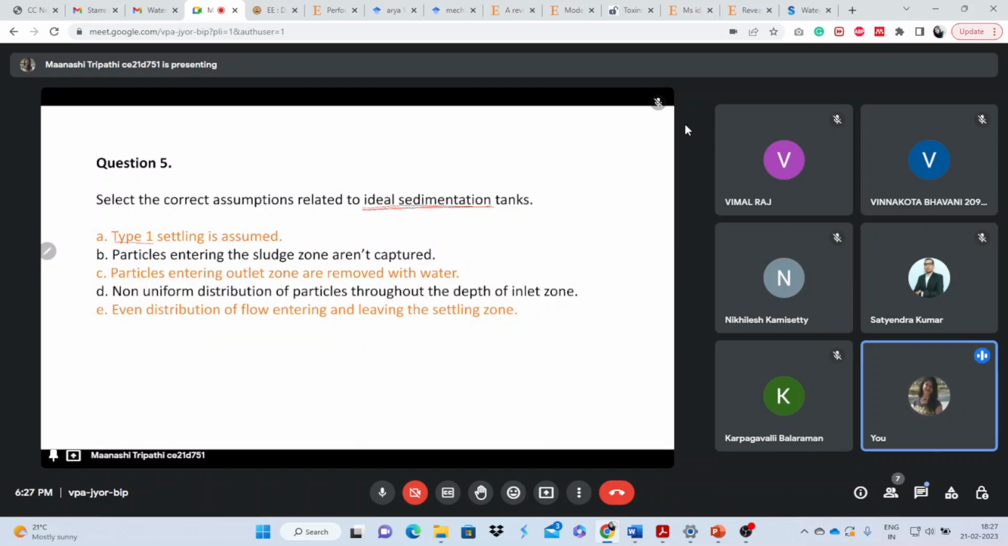C is particles entering outlet zone are removed with water. So very true. All the particles that are entering the outlet zone that are not captured in the sludge zone are removed with water. D is non-uniform distribution of particles throughout the depth of inlet zone. So this is very wrong. We try to distribute it very uniformly. That's why sometimes in sedimentation tanks we use baffle walls so that all the particles are distributed very uniformly at the inlet zone. Even distribution of flow entering and leaving the settling zone. So this is also correct.